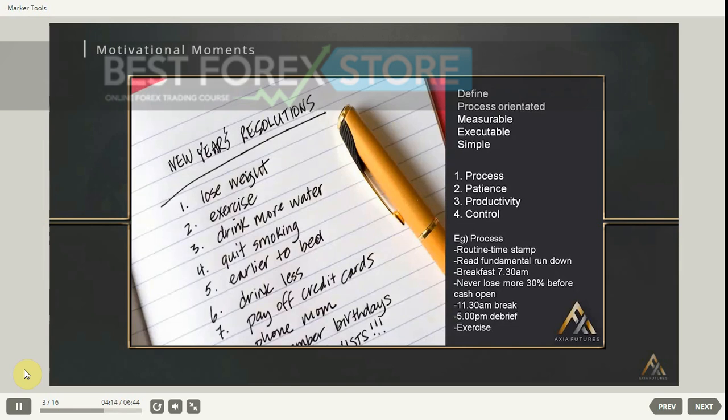Now, what does this goal mean, in other words, and how can you use things like this to achieve your own goals? So the first one, I'm just going to go through process with you. Now, when I write down process, what do I actually mean?